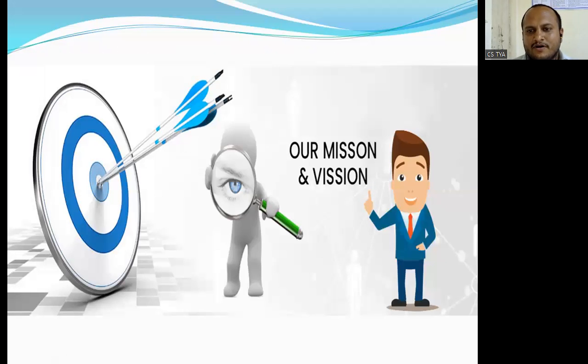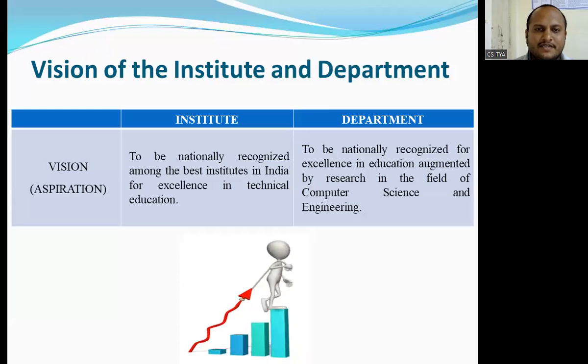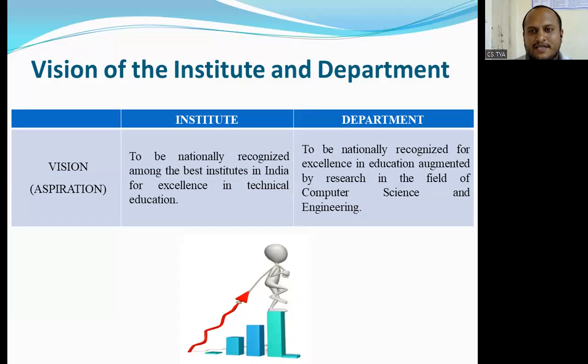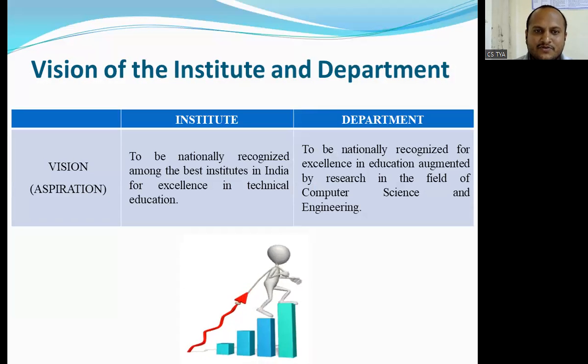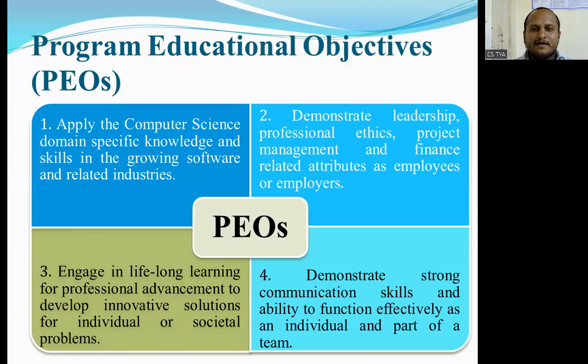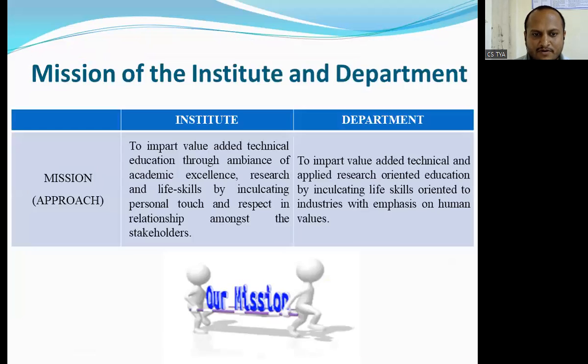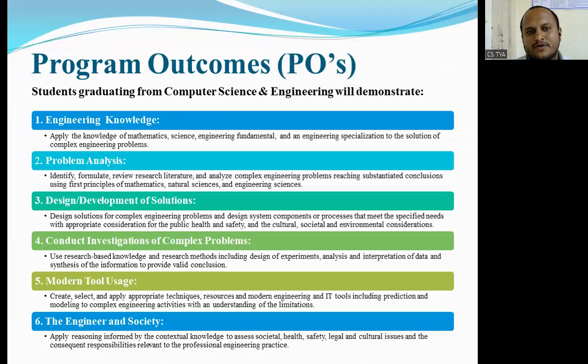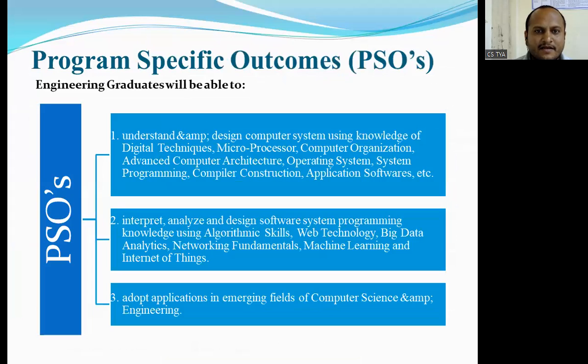Okay, already you know our vision and mission. You studied in the last lectures, related to your CC, also the vision and mission of our department and institute. All of you know the program educational objectives. These are the POs. We have a total of 4 POs. Also, you know we have a total of 12 POs, program outcomes, and the PSOs, program specific outcomes.